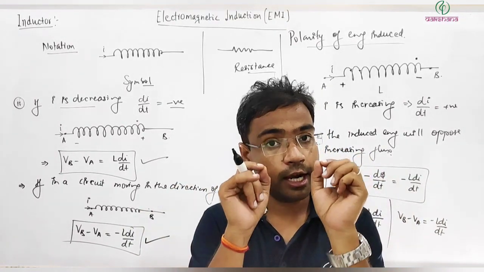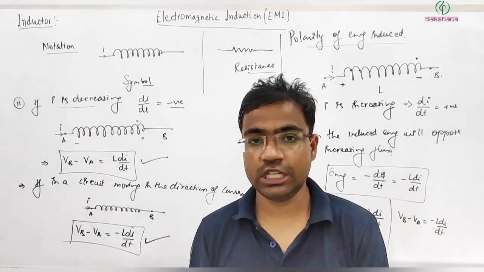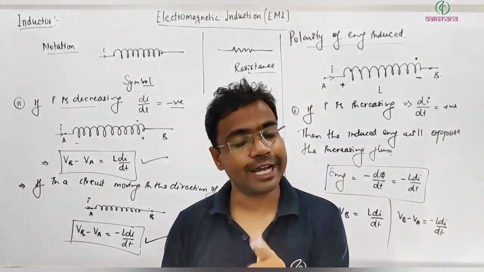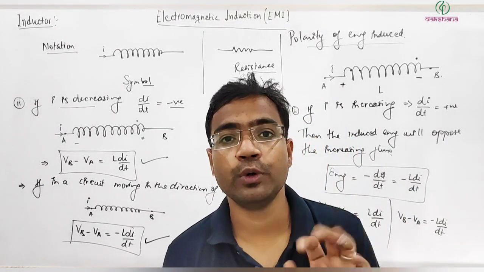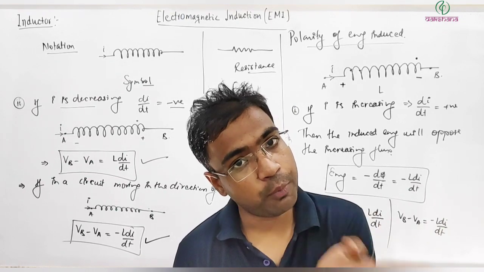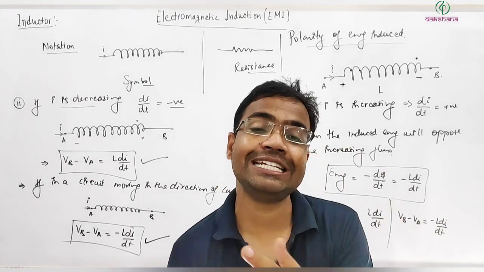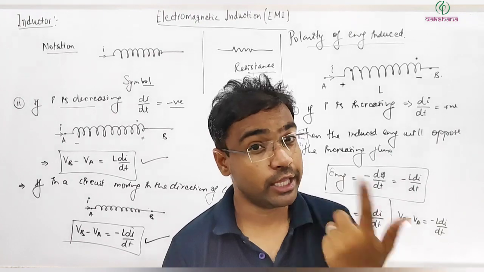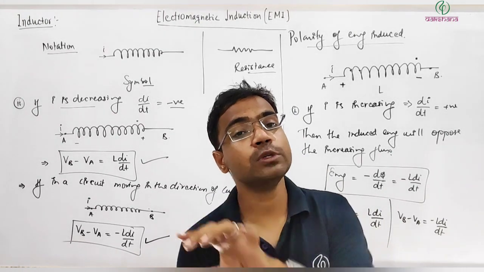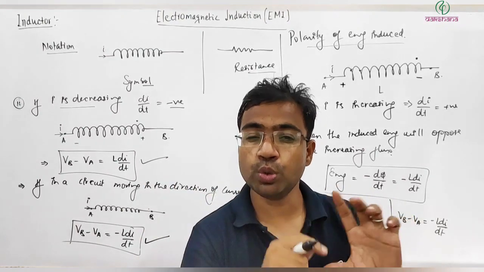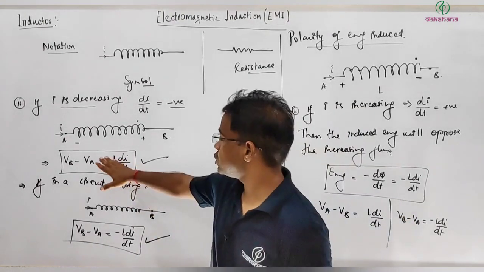So we write the symbol this way. If current is constant, flux will be there, but there will be no induced EMF across the coil. If current is changing, then flux will change. The coil has the property to oppose that change, and that opposition will be by creating an induced EMF. The induced EMF polarity will be such that it opposes the change in flux through the coil. And we understood how.